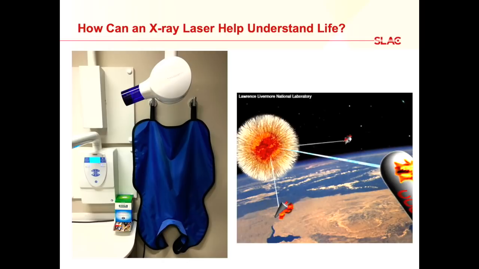Also, if you do a quick search online for X-ray laser, one of the first things you'll find is the original idea for an X-ray laser that was more like a weapon, a space weapon in this case, where you could use an X-ray laser to shoot down other targets in space.